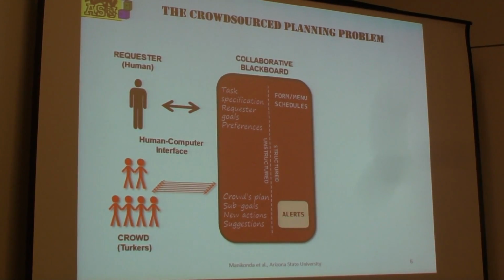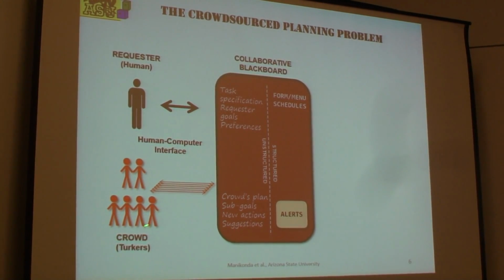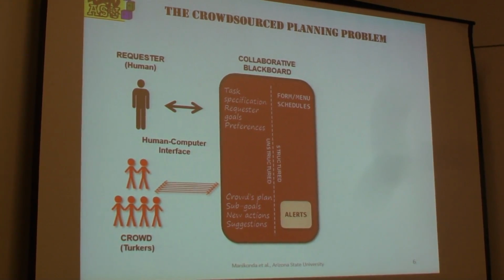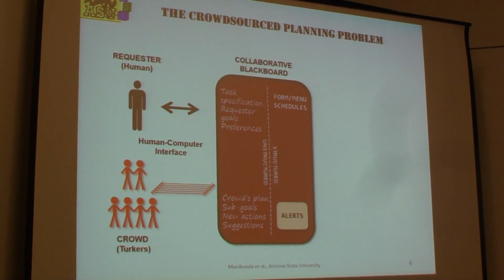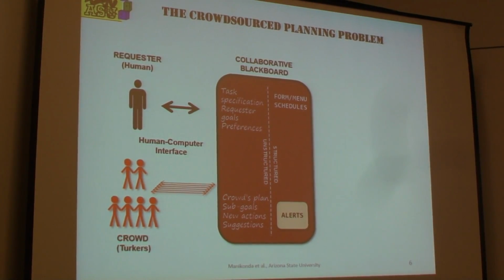They can collaborate with each other. So this cuts down some of the need for communication within the crowd, because if everybody's sharing the same interface, then if I make edits to it, everybody else is able to see my edits, and then they're able to critique my edits, comment on those, and so on. So this essentially is the crowdsourced planning problem.